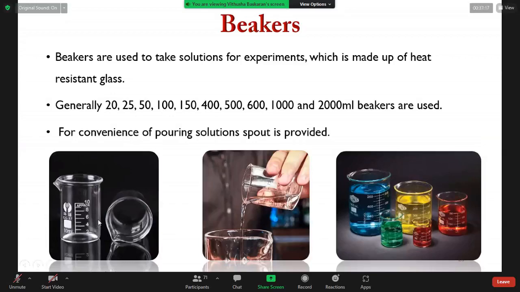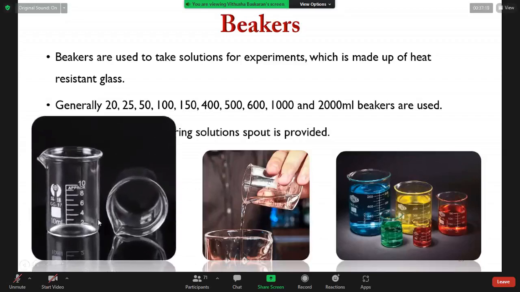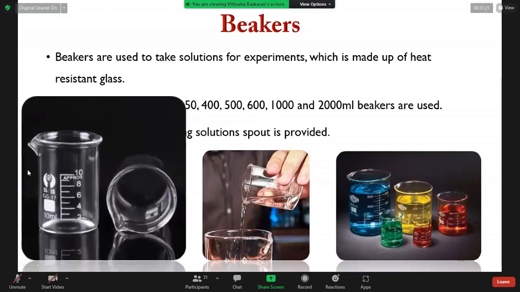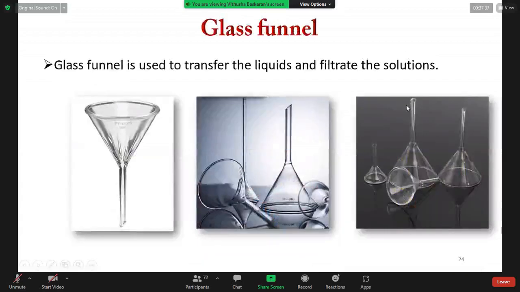So when you see this beaker, at one end of the beaker, you can find a spout. This is used for the easiness of pouring the solutions. So, for the convenience of pouring the solutions, this spout-like structure is used. Okay, this is all about beakers.